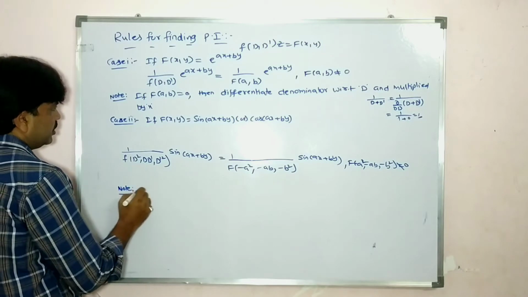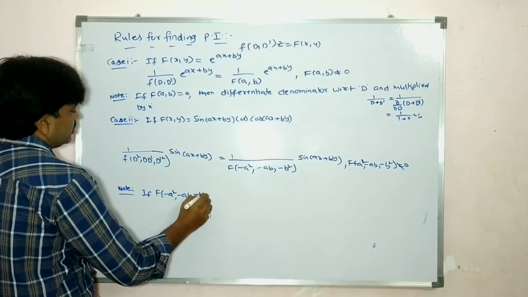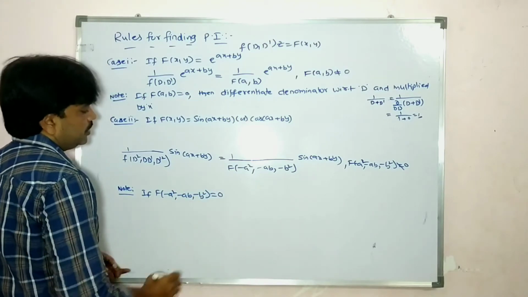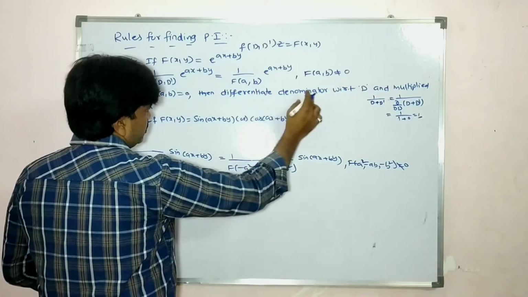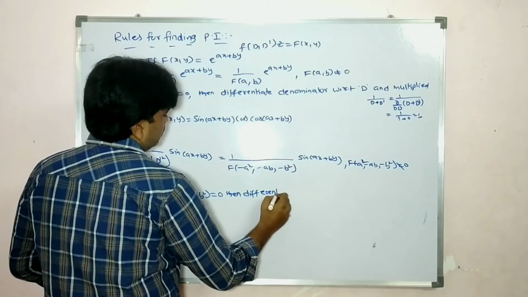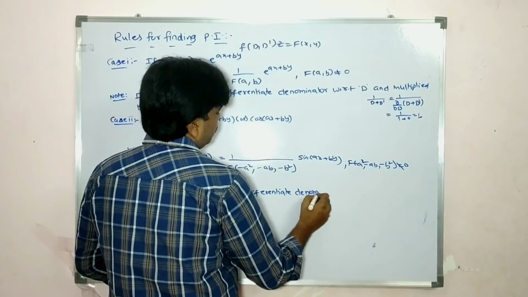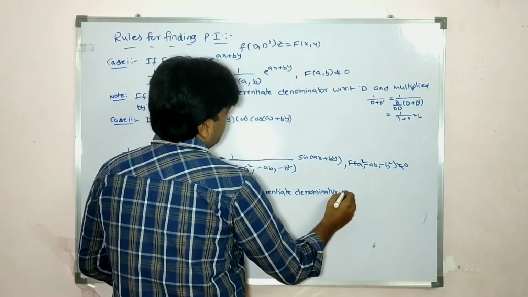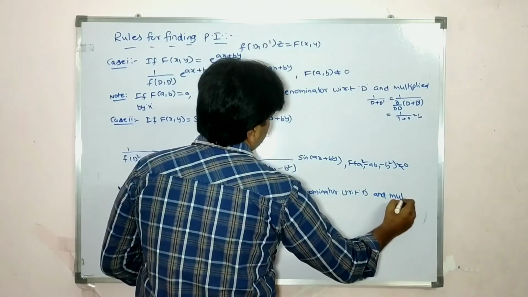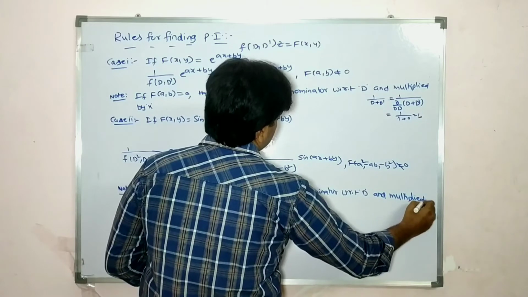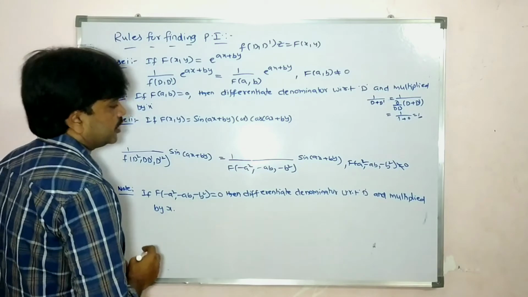If f of minus a square, minus ab, minus b square is equal to 0, then, same, differentiate the denominator with respect to D, students, and multiply by x, students, multiplied by x.